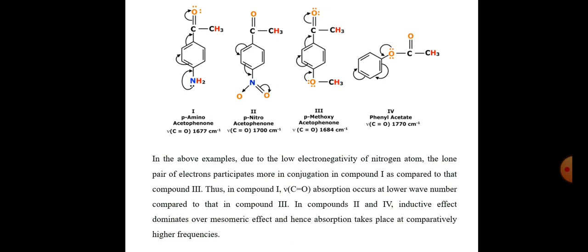In the above examples, due to the low electronegativity of the nitrogen atom, the lone pair of electrons participates more in conjugation in compound 1 as compared to compound 3. Thus, in compound 1, carbonyl stretching absorption occurs at a lower wave number compared to compound 3. In compound 2 and compound 4, the inductive effect dominates over the mesomeric effect, and hence absorption takes place at comparatively higher frequencies.